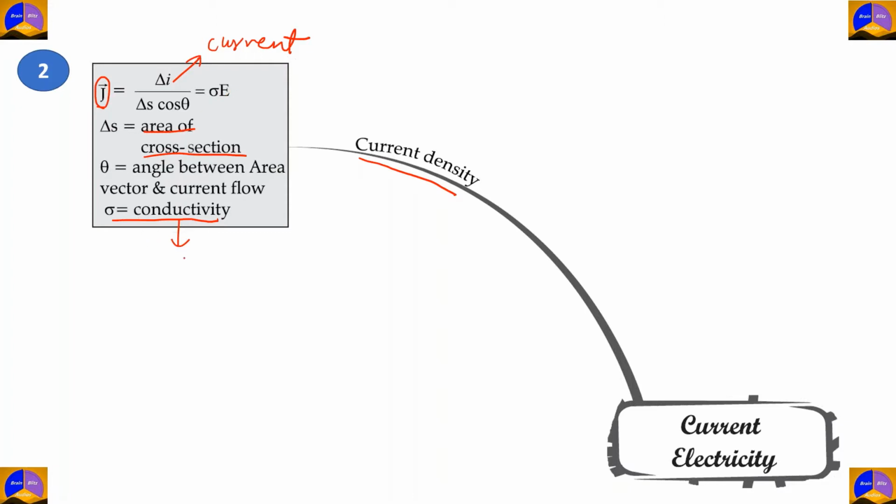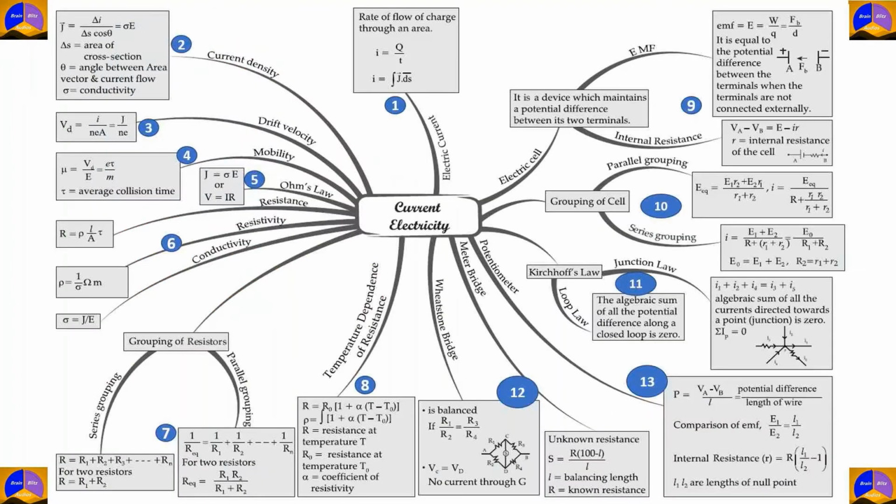Now, sigma, which is conductivity, is the reciprocal of resistivity. And this constant, which is known as resistivity, we will be tackling in a later section of this video. So let's move on towards drift velocity.